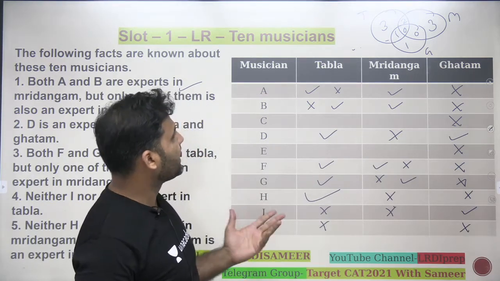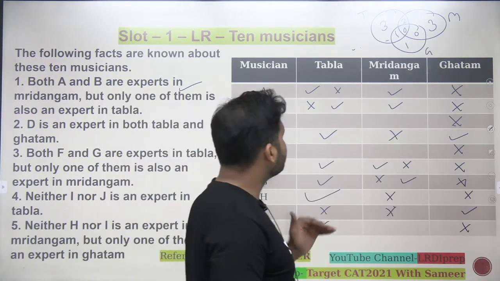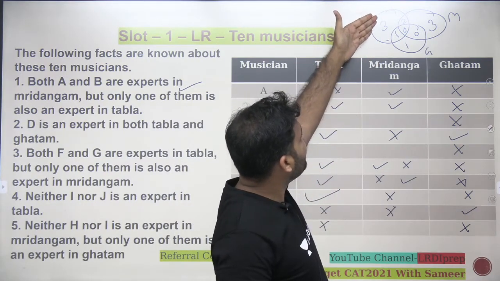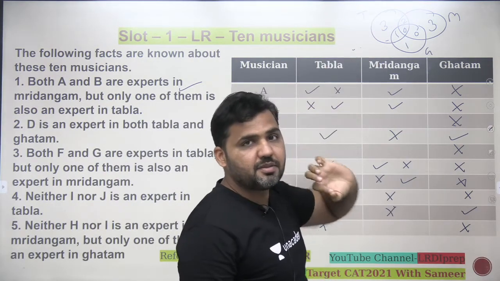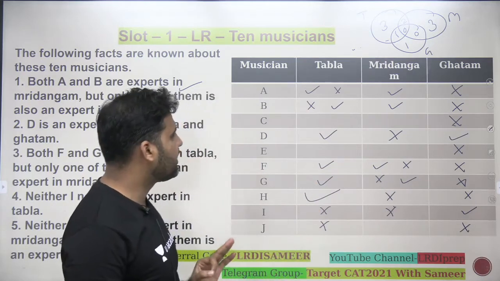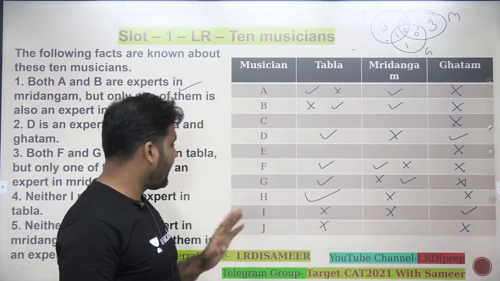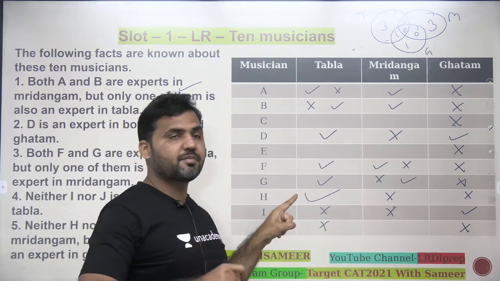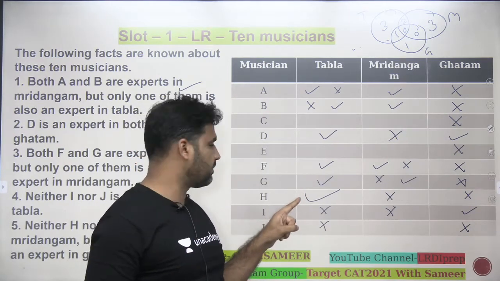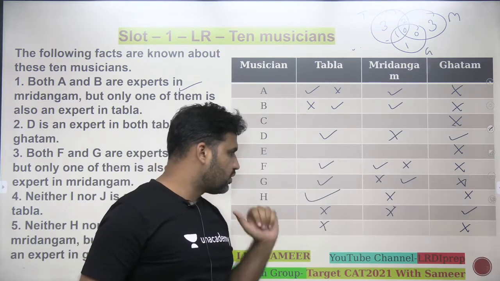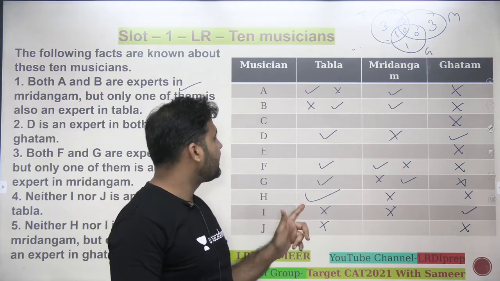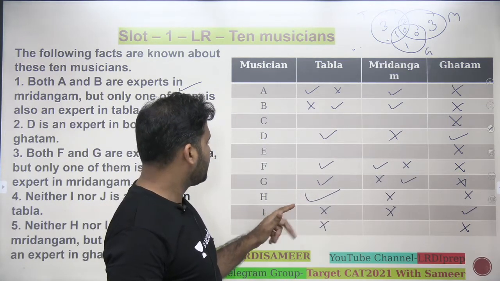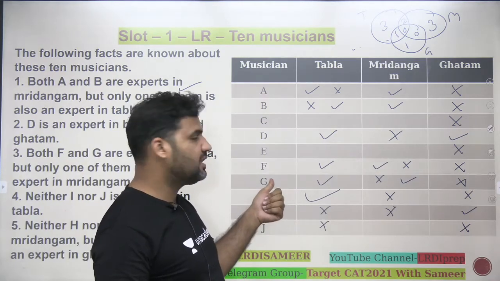Now, what else can we use? If you look at this information, only tabla is being played by three people, right? And we know that one of those people is definitely H. I'm talking about the musicians who are playing only tabla. So one of them will be H, right? And this person cannot be the only tabla playing.